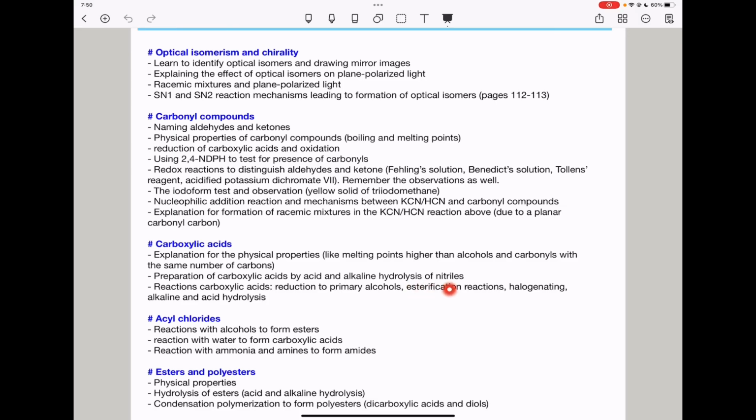Carboxylic acids go through esterification when they react with alcohols to produce esters. Carboxylic acids can go through halogenation in the presence of PCl5. The last reaction that carboxylic acids are involved in is alkaline and acid hydrolysis of esters. When you hydrolyze esters in the presence of an acid, you produce carboxylic acids, while in the presence of alkali like sodium hydroxide, you produce carboxylic salts.